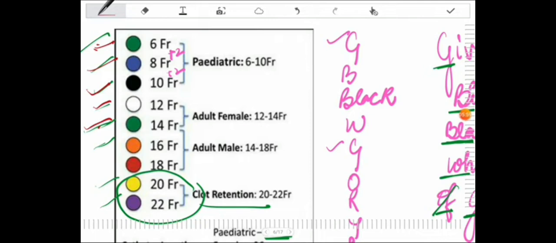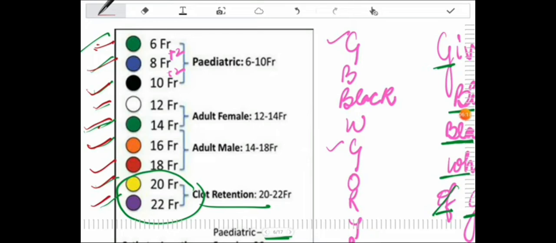I couldn't show you an actual catheter due to lockdown, but after this lockdown gets over, I will try to show you an actual catheter. So next, just move on, and then is orange, red, yellow, and purple. Purple, you can say violet too.